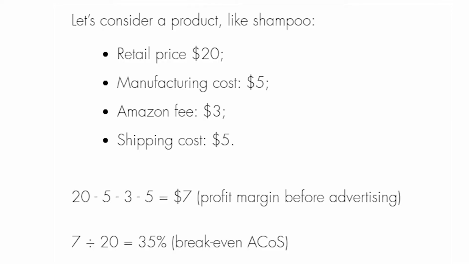How can you calculate your break-even ACoS? The formula of the ACoS is ad spend divided by sales. So in this case, you are willing to spend a maximum amount of $7 in advertising in order not to be unprofitable. And the sales, of course, is represented by the retail price, which is $20. So you do 7 divided by 20, which is equal to 35%.